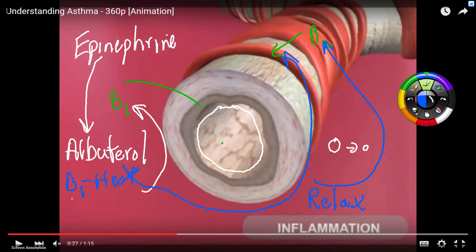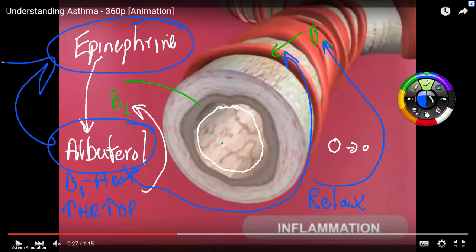Boom. And so what are some of the side effects of albuterol? Elevated heart rate, elevated blood pressure, right? They may be anxious, they may be a little jittery, all because they're taking albuterol, which mimics epinephrine. So if you understand how the drug works, and you know that albuterol mimics epinephrine, if you know what epinephrine does, then you know the side effects of those medications.